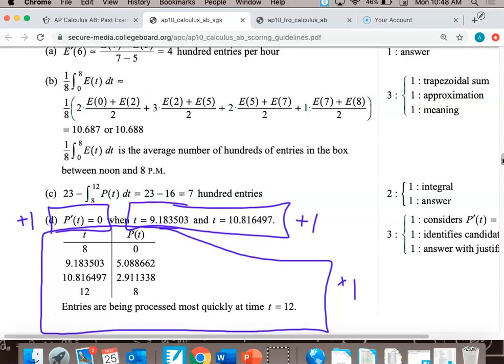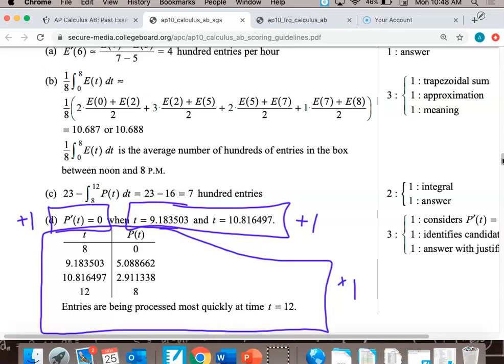Ooh, and you have a test. Oh, except you don't have your critical numbers. But because you have supporting work, maybe they would still give you the point. You might get a 1 out of 3. You had 10.816 and 9.183. I personally would give you 2 out of 3. I don't know if the College Board would give you 2 out of 3 or 1 out of 3. I think they give you at least a point.